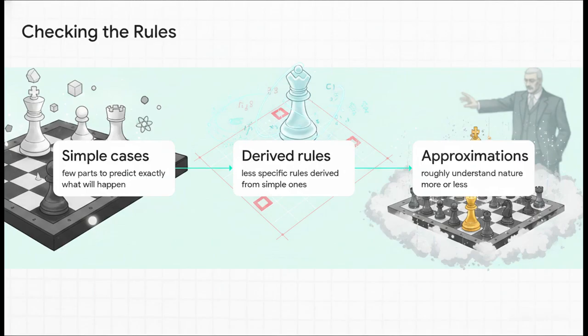Second, we use derived rules. Say you figure out a bishop only moves diagonally. Well, then you know it's always going to stay on the same color square. You can check that derived rule even if you blink and miss a few moves. And third, there's rough approximation. You might not know exactly why a grandmaster moves one specific pawn, but you can roughly see they're building a defense around their king. In physics, we often understand nature's overall strategy without knowing what every single little atom is doing.